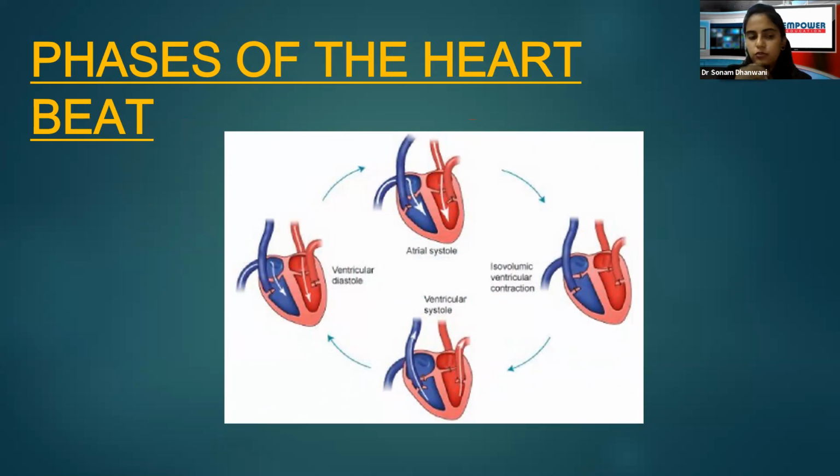Okay? Now, to begin with, just remember there are 4 phases of the heartbeat. Okay, 4 phases. I'm not speaking in terms of order, but I'm just telling you the names of these 4 phases: atrial systole, ventricular systole, atrial diastole, and ventricular diastole. Okay. 2 are systoles, 2 are diastoles. What is a systole and what is a diastole?